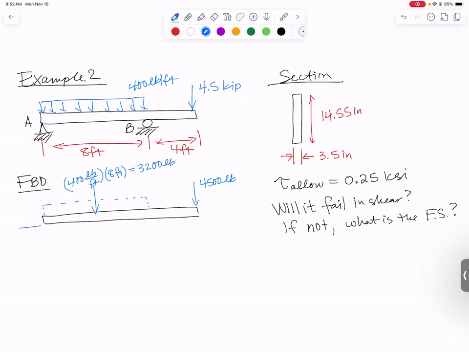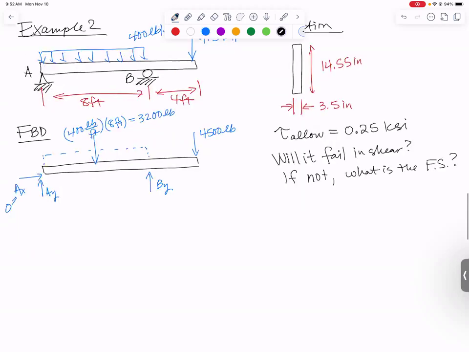And then A is a pin, so you could have AX and AY at a pin, but since there are no X forces, AX is equal to 0. Right here, we have BY that's unknown. So we need to do some equilibrium equations next.